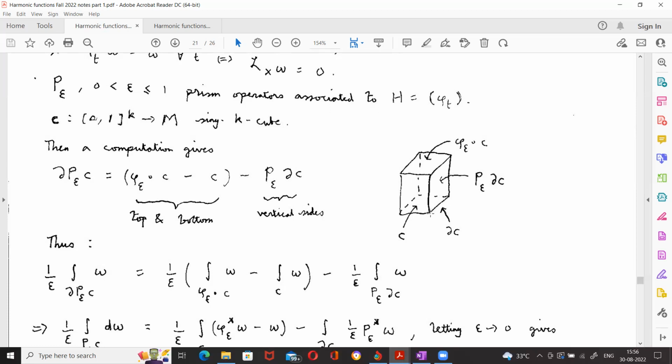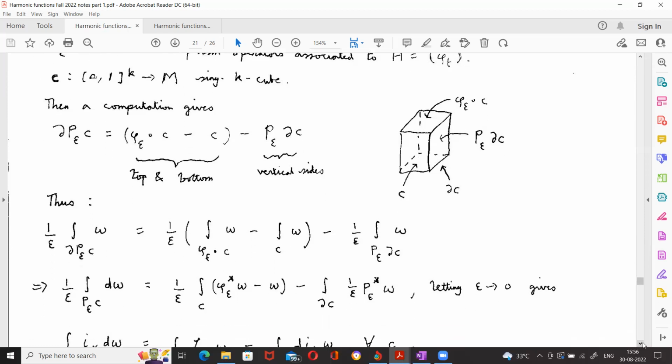If the boundary of C are these edges, this square, then each edge here, when I apply the prism operator, will give me a vertical square like this. So the vertical sides will be just the prism operator applied to the boundary of C. You can compute this, it's an easy computation. The boundary of P_epsilon C is the top minus the bottom minus the vertical sides. The top is phi_epsilon composed with C. The bottom is C, and then minus P_epsilon of del C.